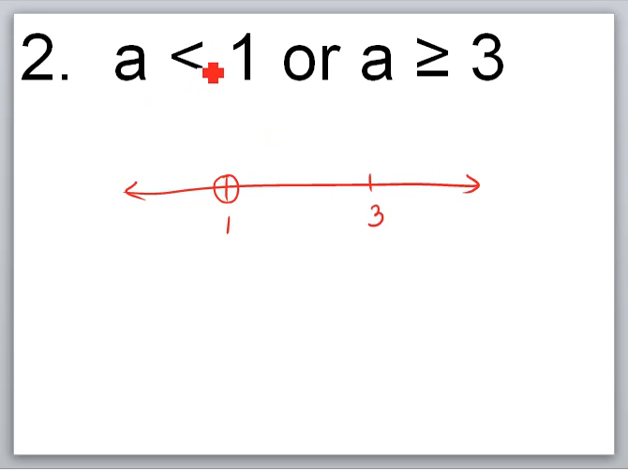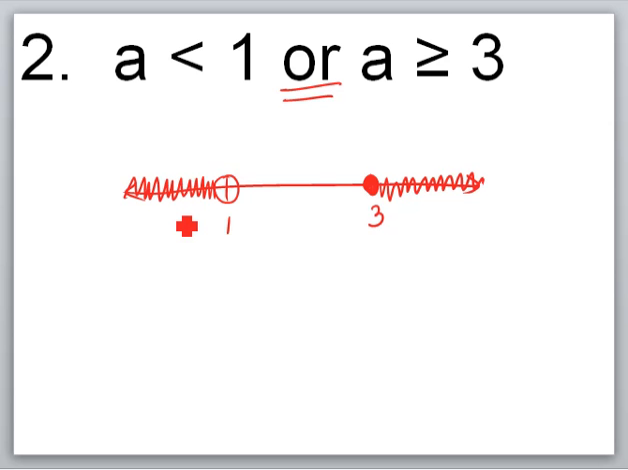So a is less than 1, so we're going to go less than 1, or a is greater than or equal to, colored in dot, greater than or equal to 3. Remember, or statements look like those outer edges are shaded. That is what they look like the majority of the time.